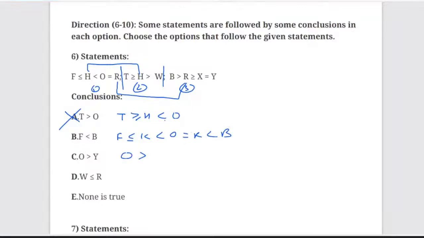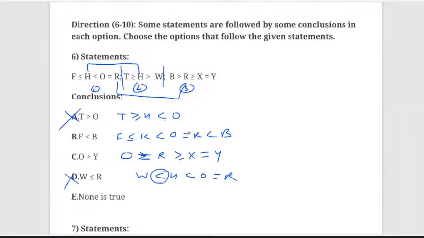O is equal to R. R is greater than or equal to X. X is equal to Y. Now W is less than or equal to R. W is less than H. Okay. H is less than O and equal to R. Now, between W and R, we have one less than, which means less than or equal to will be wrong.